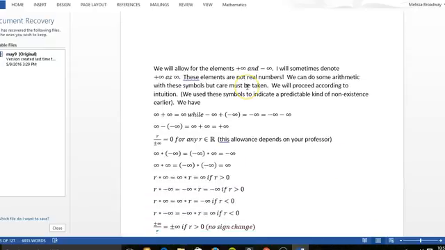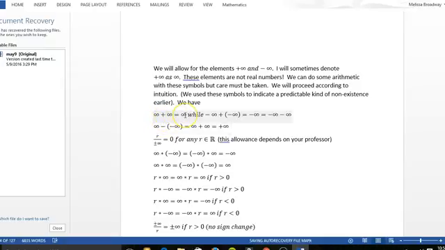Now we're going to be a little bit liberal and a little bit allowing in that I'm going to use, they're not real numbers, mind you, okay? But I'm going to use the symbols plus infinity and negative infinity. And I'll sometimes denote plus infinity as infinity, as I've talked about before. These elements are not real numbers. We can do some arithmetic with them, but you have to take caution. You can't just do anything your heart desires with these, okay? You've got to be a little bit careful.